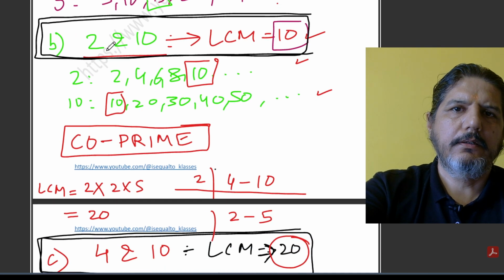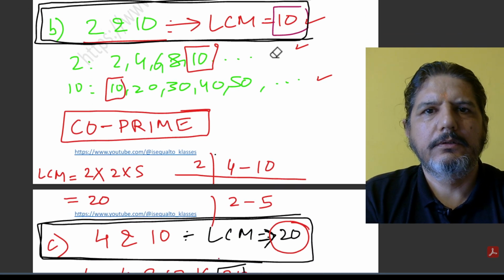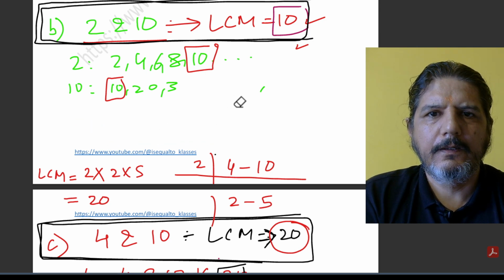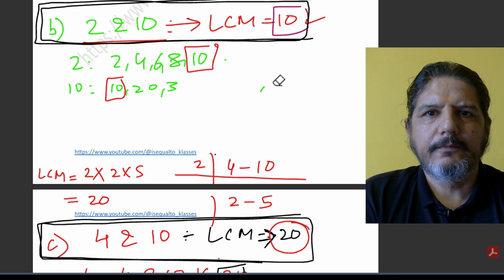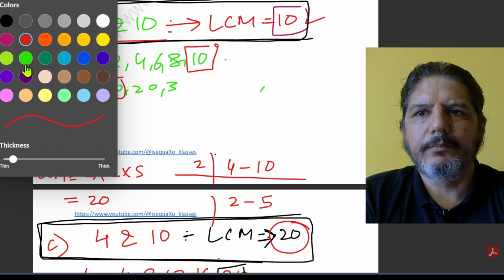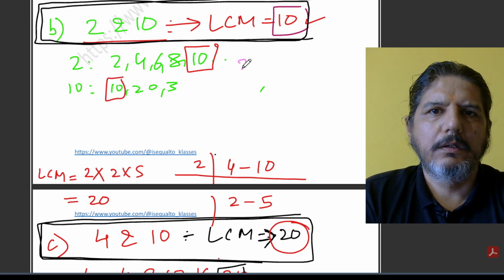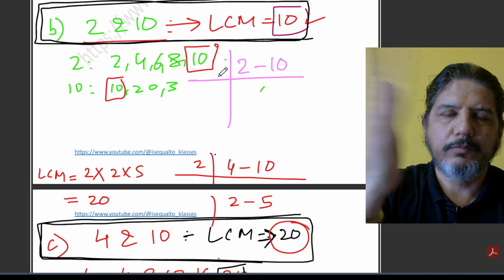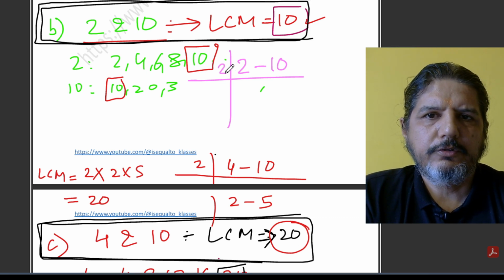Now let's find the LCM of 2 and 10. Let me make some space so that there is no confusion. LCM of 2 and 10. Write the numbers. Find the first prime number that divides both of these. The first prime number is 2. 2 1s are 2, 2 5s are 10.